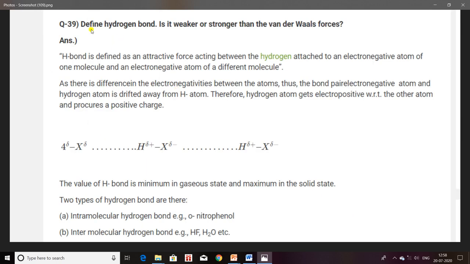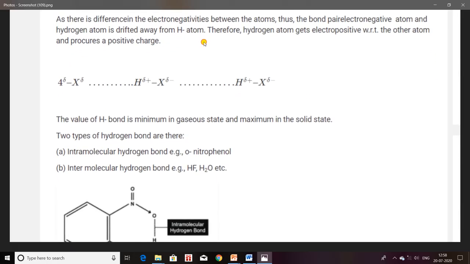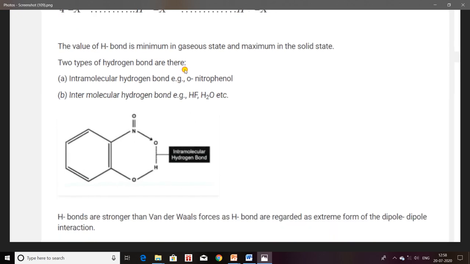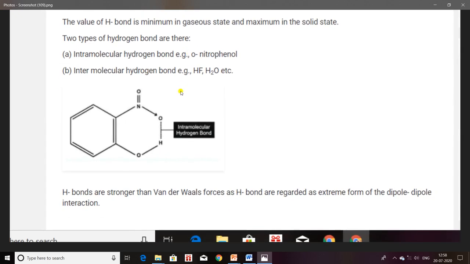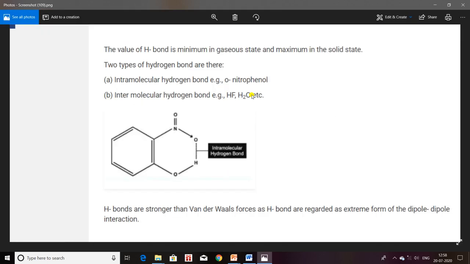Next question is, define hydrogen bond. Is it weaker or stronger than van der Waals forces? So this is also included in lecture video. You can define hydrogen bond, and there are two types of hydrogen bonds, and hydrogen bonds are stronger than van der Waals forces because hydrogen bonds are the extreme form of dipole-dipole interaction, because in dipole-dipole interaction also there is attractive force between positive and negative poles of the different molecules.